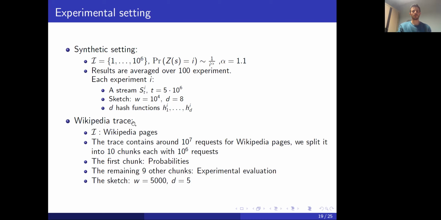For the real trace, the set of objects is the Wikipedia pages. This trace contains 10 million requests. We split it into 10 chunks. The first chunk we use to estimate the probabilities, because our model assumes that we know the probabilities. And then the remaining 9 chunks we use for the experimental evaluation. The sketch will have this default configuration for the Wikipedia trace.